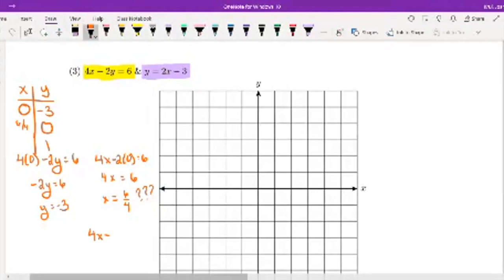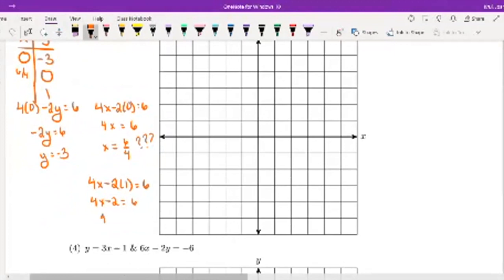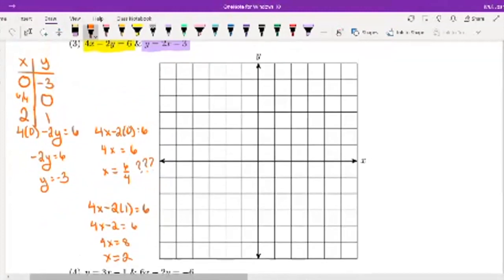So 4x minus 2 times 1 is 6. 4x minus 2 is 6. And now we're going to add 2 to both sides, so we get 4x is 8. Now this is going to be a nice whole number. So we're not going to plot this point right here because it's kind of nasty looking. Instead, we're going to plot 0, negative 3. And 2, 1.